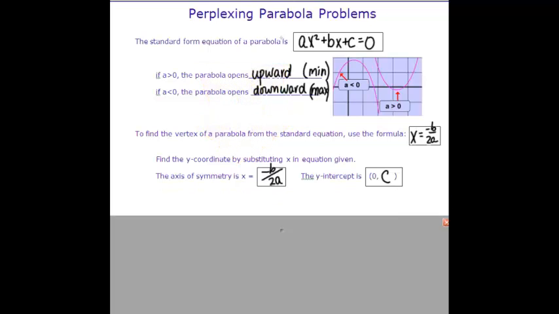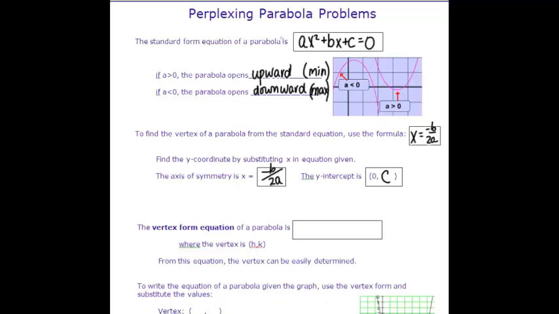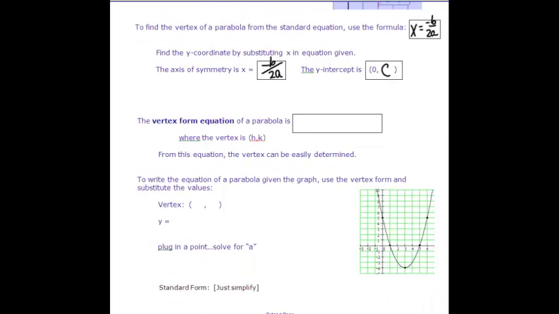What we are going to look at more closely is the vertex form of the parabola. Now, the vertex form is exactly that. It gives you the vertex. And this is going to look a little strange, and we will see why this is so.